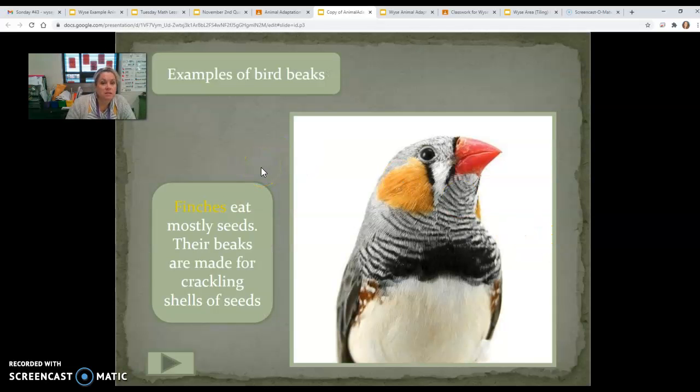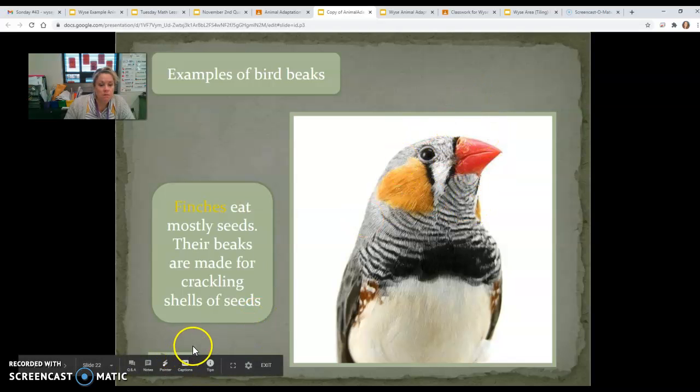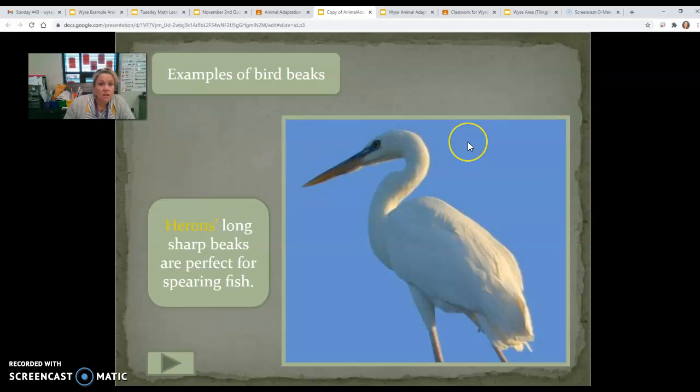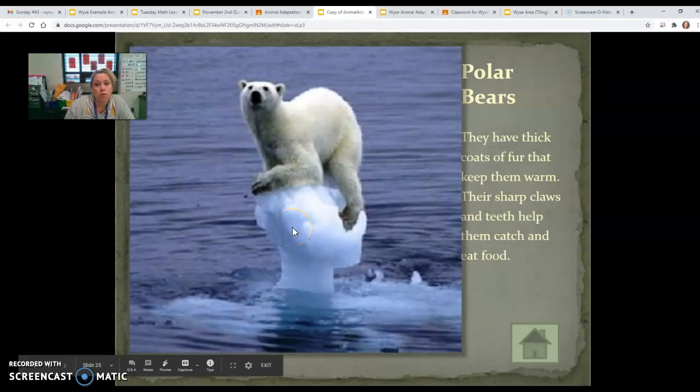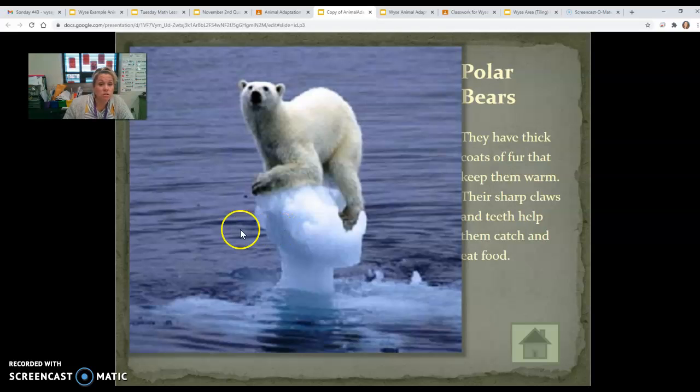All right, so here are some examples of the bird beaks that we were talking about. Finches eat mostly seeds, so their beaks are made for cracking shells. Makes sense. The herons have the long, sharp beaks, and they need that for spearing fish. The hummingbirds need those long, skinny beaks to poke into flowers to gather nectar. And these polar bears have thick coats of fur that keep them warm in their environment. They also need those sharp claws and teeth to help them catch and eat food.